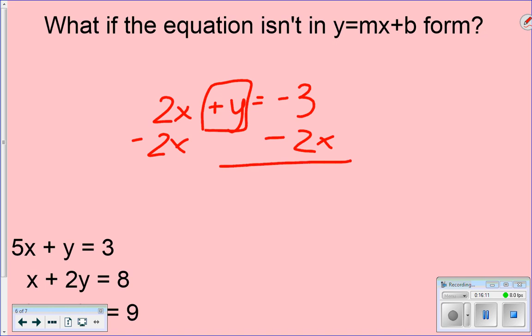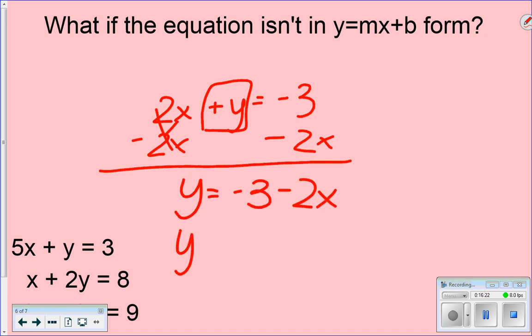Now remember, in my other class I had people saying, well, 3 minus 2 is 1x. You can't subtract because you don't have 2 x's. You can't do that. So it looks like this. Y equals negative 3 minus 2x, but I can switch it. Negative 2x minus 3. That's what my answer should be. Not quite. We're almost there.